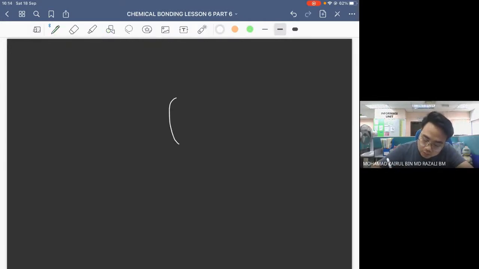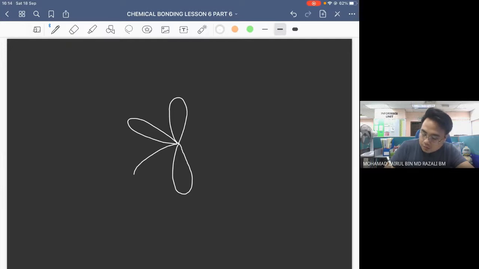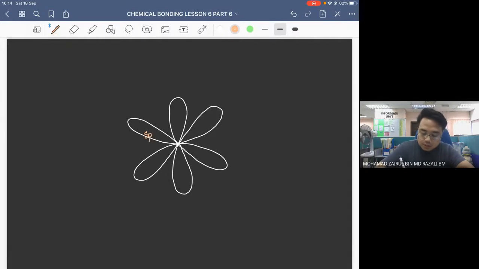So we have 1 loop, 2, 3, 4, 5, and then the last one is 6. And then you need to label each loop with the name of the hybrid. So the name is sp³d². So after you label with the name of the hybrid, macam biasa kita akan lukis dulu pair electron. Okay, kita akan lukis dekat setiap satu loop tu, kita akan lukis a pair of electron.